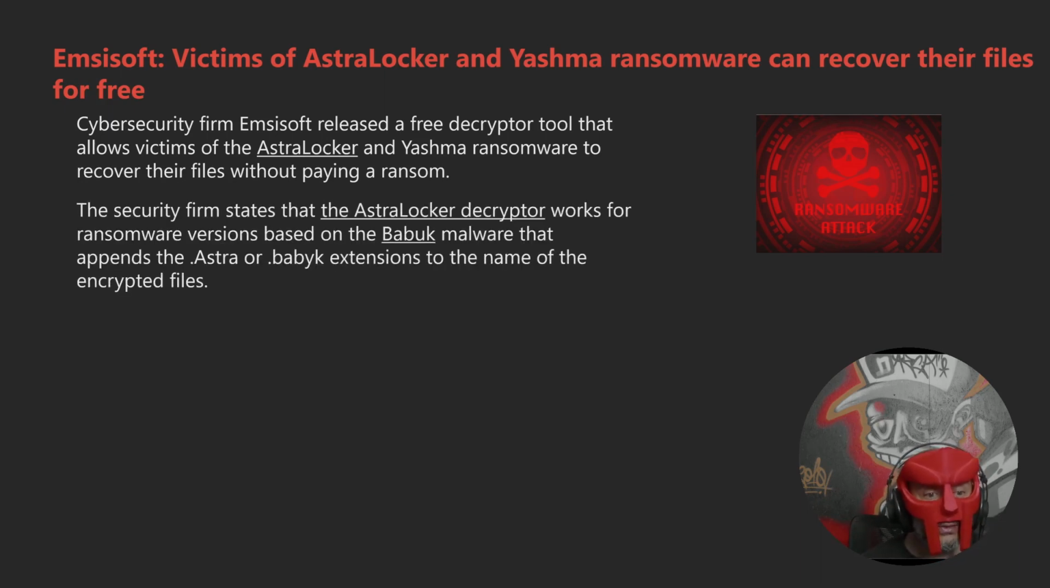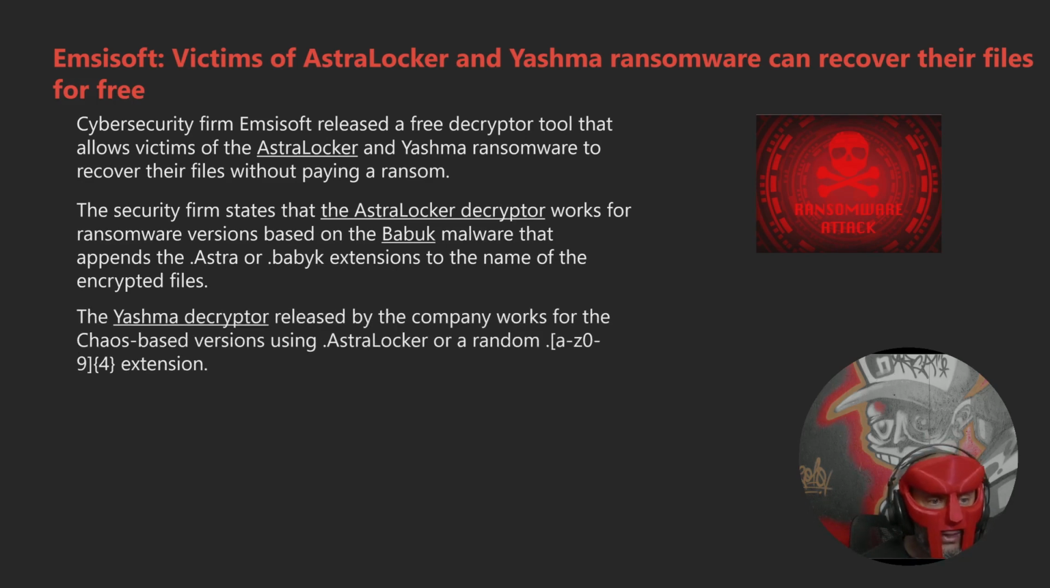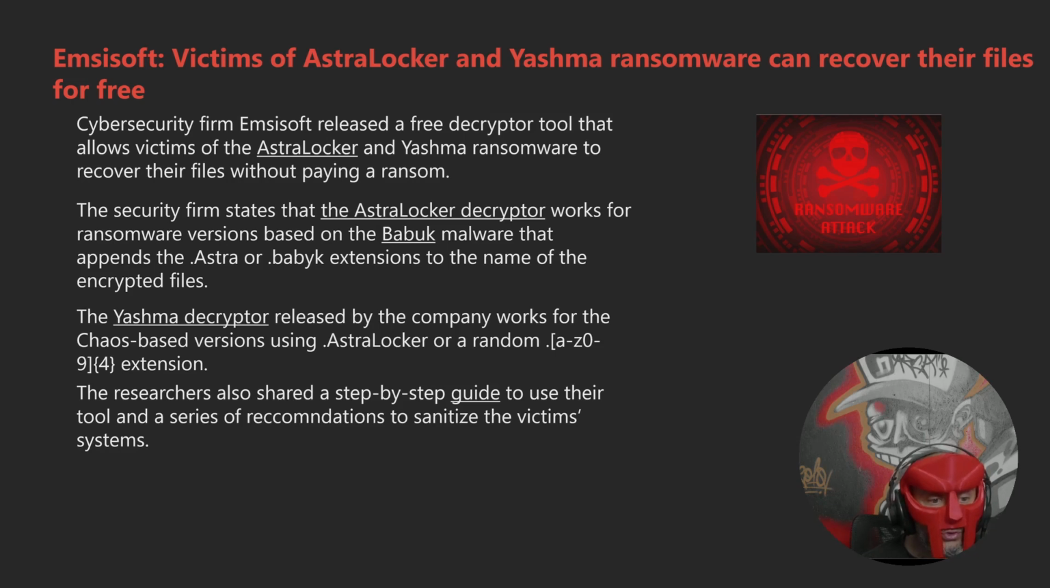The security firm states that the AstraLocker decryptor works for ransomware versions based on the Babuk malware that appends the .astra and .babuk extensions to the name of the encrypted files. The Yashma decryptor, released by the company, works for the Chaos-based versions using .astralocker or a random letter-number combination extension. The researchers also shared a step-by-step guide to use their tool and a series of recommendations to sanitize the victim's systems.